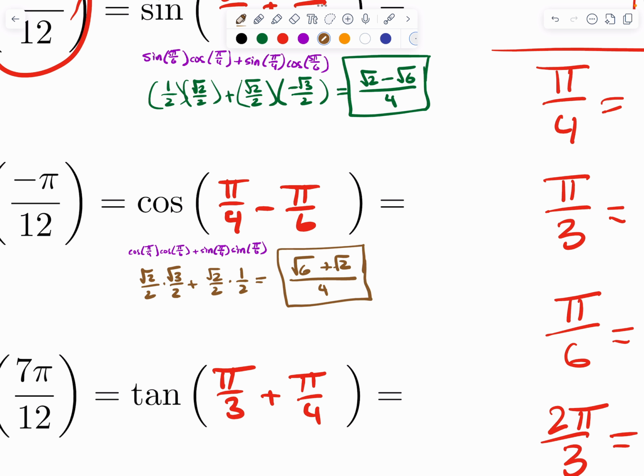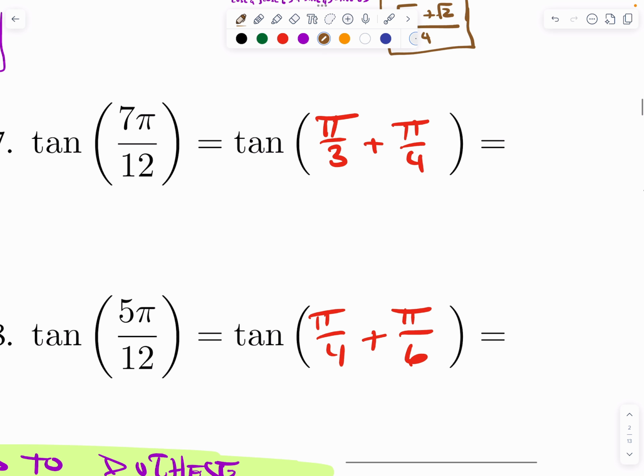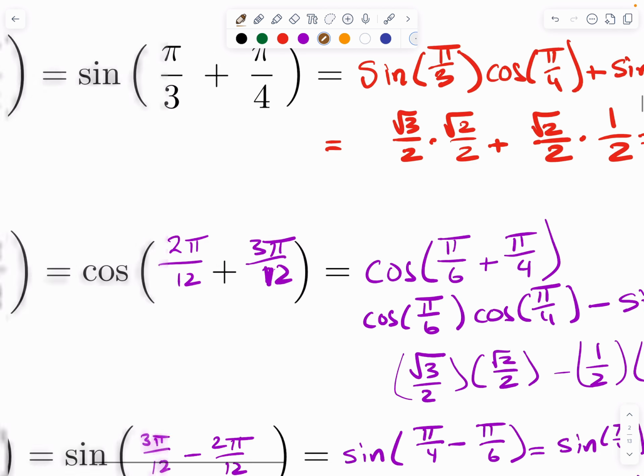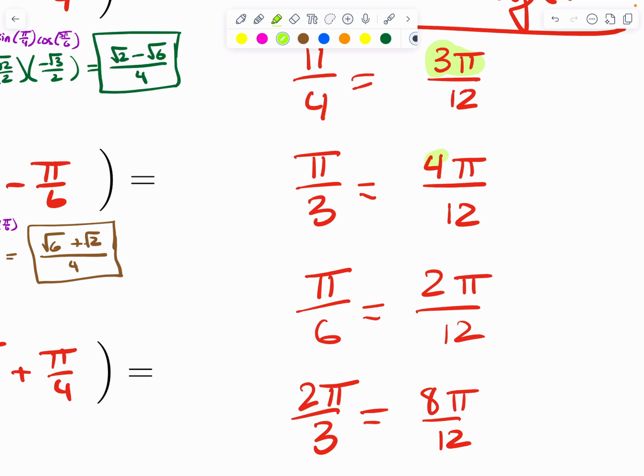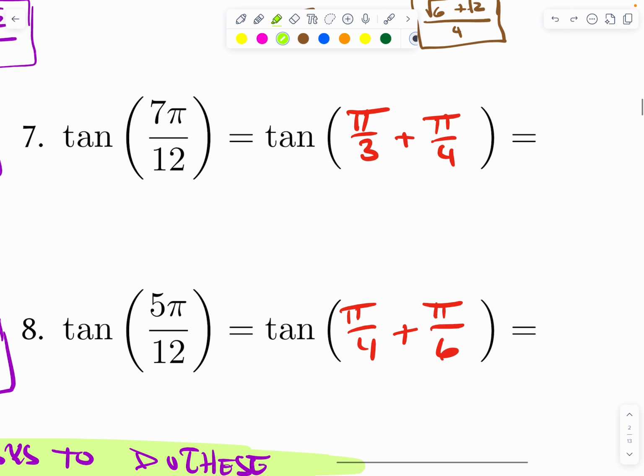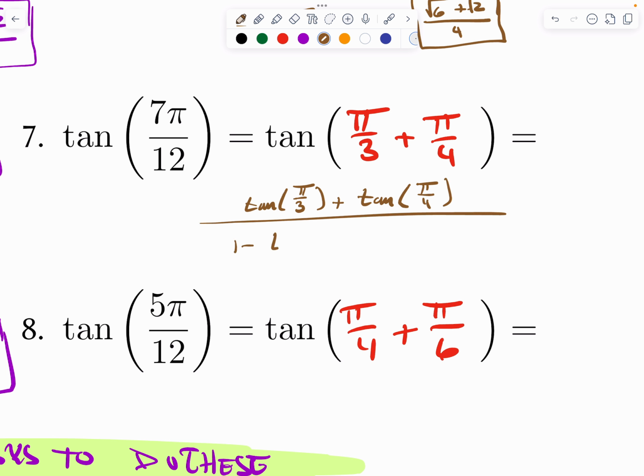Finally, something more interesting. This tangent here, 7 pi over 12. I think we did this earlier. Yeah, it's up there. So we know it's going to be pi over 3 plus pi over 4. If you didn't know that, you could always use these little hints over here. You can see you have this 3 pi over 12, 4 pi over 12. Add those together, you'll get 7 pi over 12. Okay, let me write this down correctly. It's going to be the tangent of pi over 3 plus the tangent of pi over 4, all over 1 minus the product.